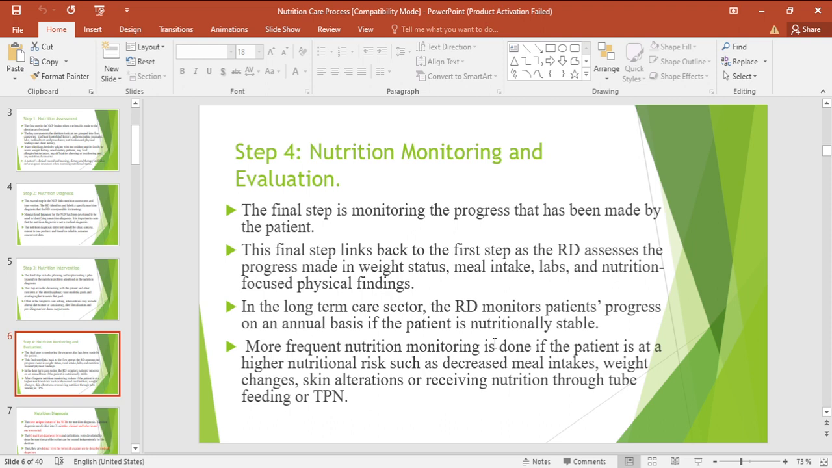In the long-term care sector, the dietitian will monitor the patient's progress on an annual basis if the patient is nutritionally stable. But for a patient who is not stable, you can end up monitoring weekly or even monthly, depending on how critical the situation may appear. And more frequent nutrition monitoring is done if the patient is at a higher nutritional risk, for example, decreased meal intakes, weight changes, skin ulcerations, or receiving nutrition through tube feeding or parenteral nutrition.